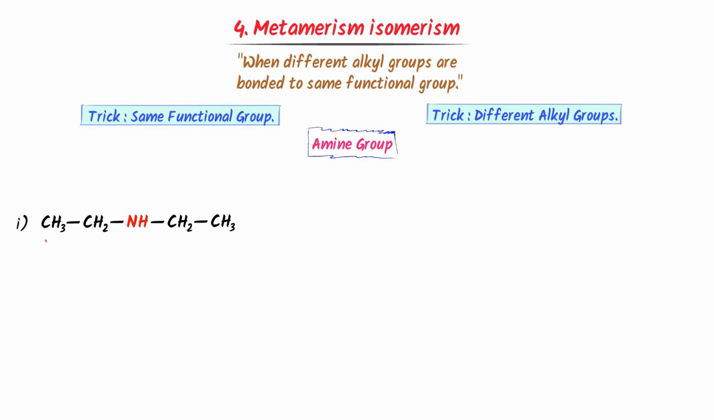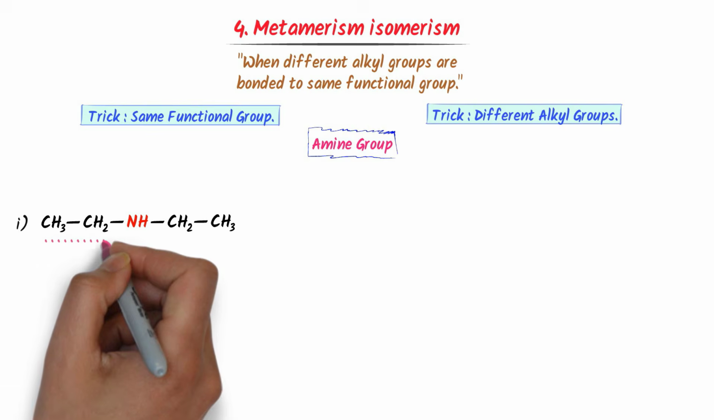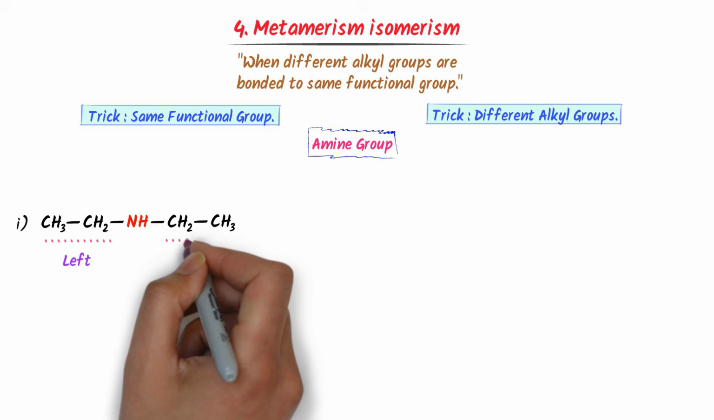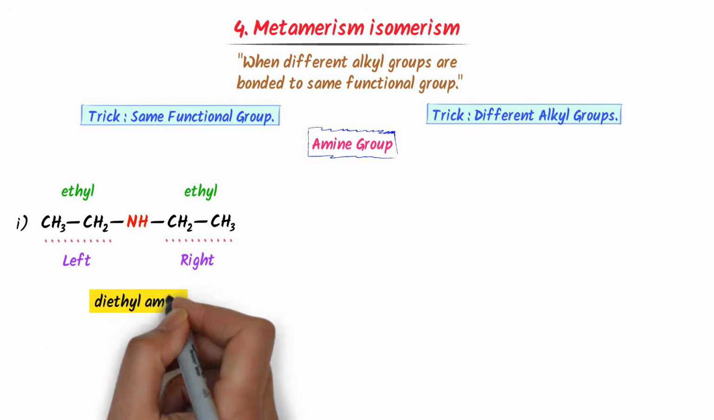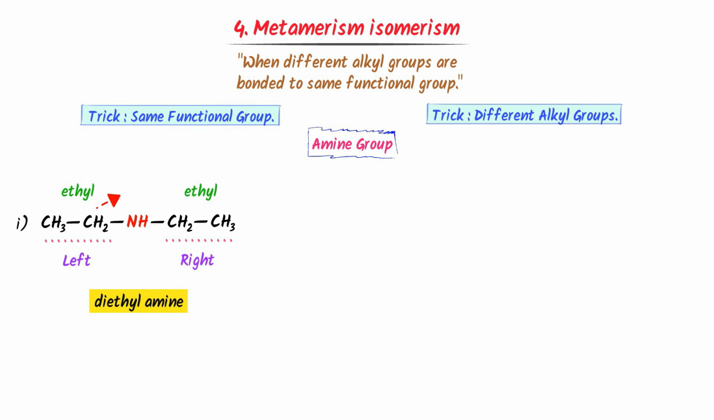Now consider the amine functional group. We know that the functional group of amine is R-NH-R. Let this be the left side of this compound and this the right side. At the left side, there is an ethyl group, and at the right side, there is also an ethyl group. So we call it diethylamine.